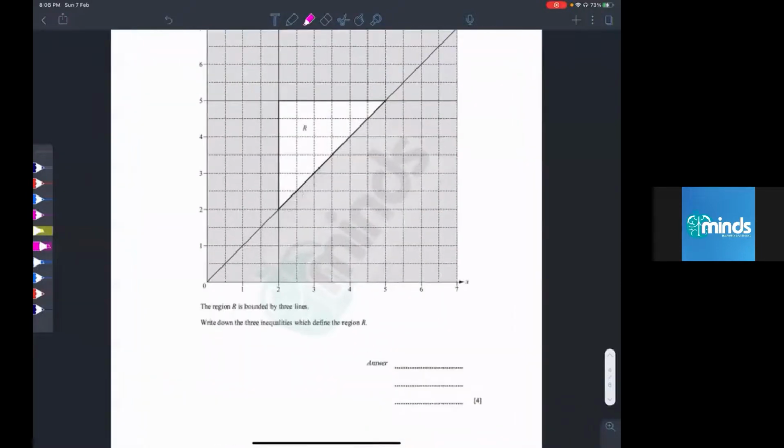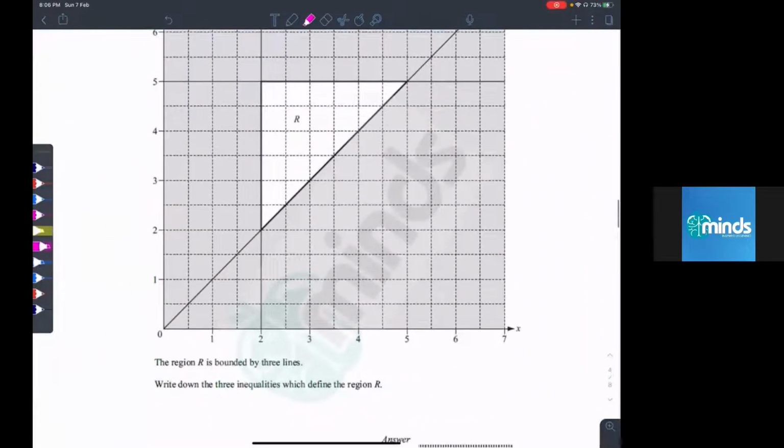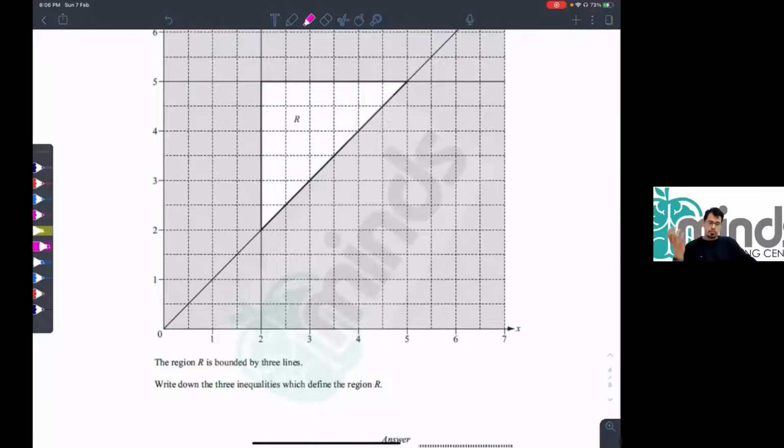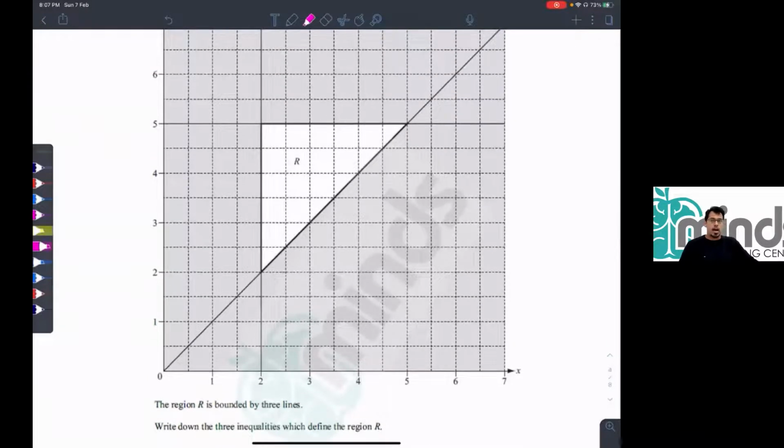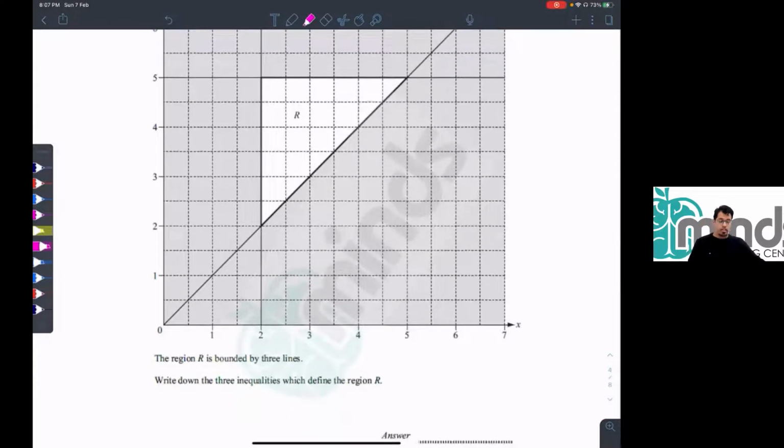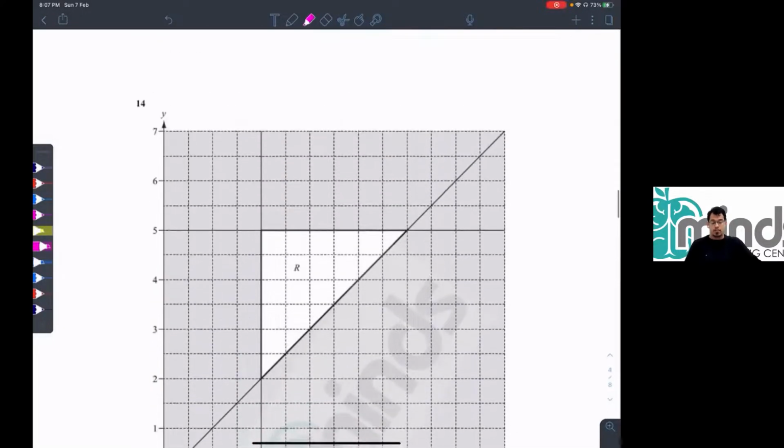Okay, how to proceed with this type of question? Number one, whenever we find a question like this, it should remind us the question is basically related to inequalities. All the lines are solid. I hope you understand the difference between a solid line and a dotted line. I will explain while solving it. The region R is bounded by three lines. Write down the three inequalities which define the region R.